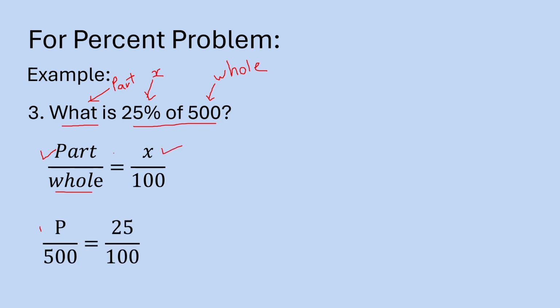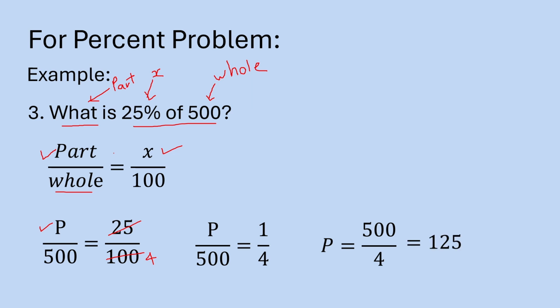So here p indicates part, p divided by 500 is equal to 25 by 100. Here we can see 25 times 4 is equal to 100. That means 1 divided by 4. So p divided by 500 is equal to 1 divided by 4. Now if we multiply both sides by 500, then p is equal to 500 divided by 4 is equal to 125. So this is the answer, 125. So 125 is 25% of 500.